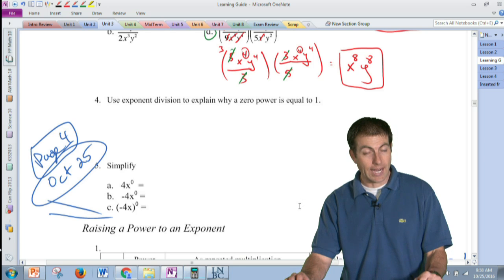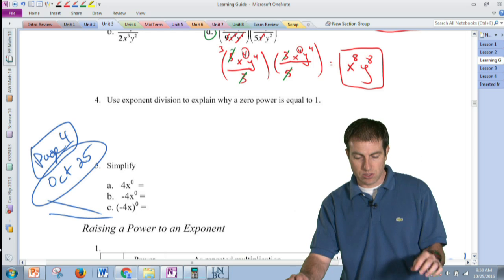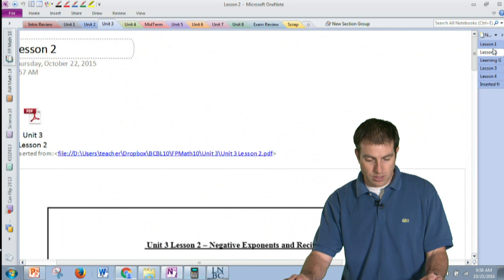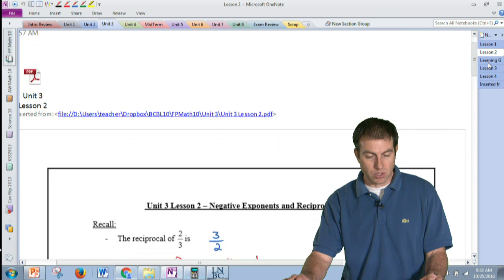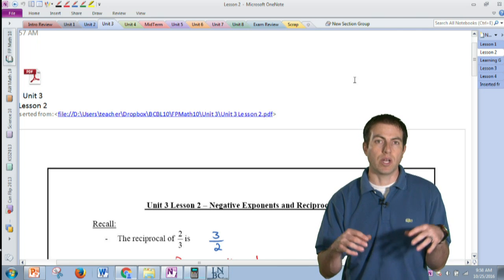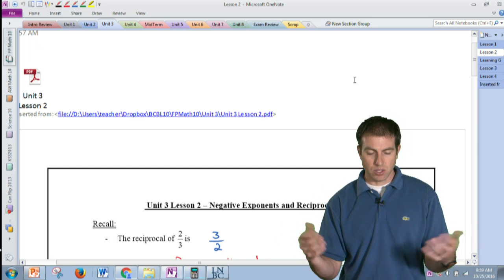So next day I'm going to continue on with Unit 3. We'll do Lesson 2, which is negative exponents and reciprocals. Again, it's really easy. All of the stuff in this unit is really basic rules. When I multiply exponents, I add them together. Easy. The problem comes when we put all the questions together.